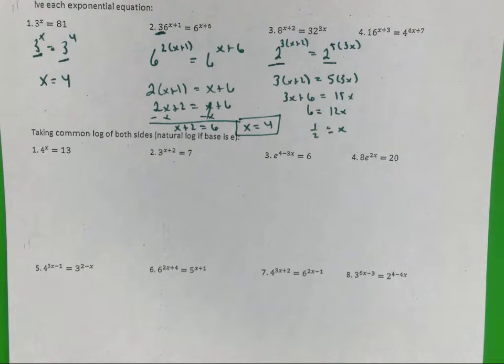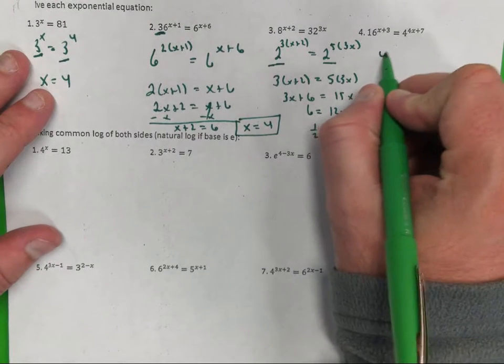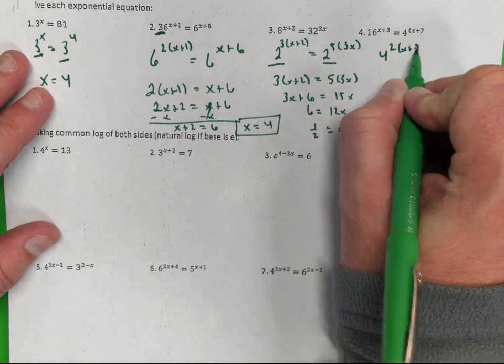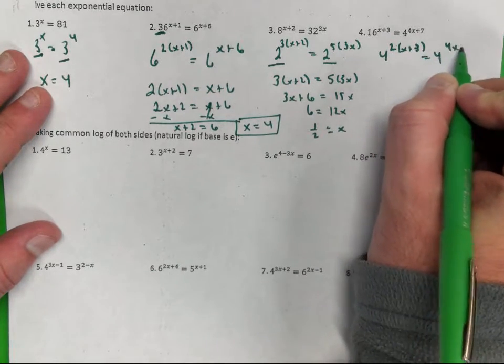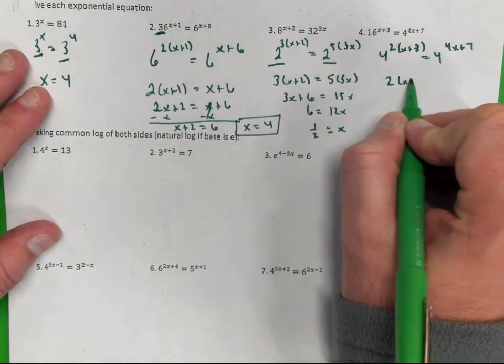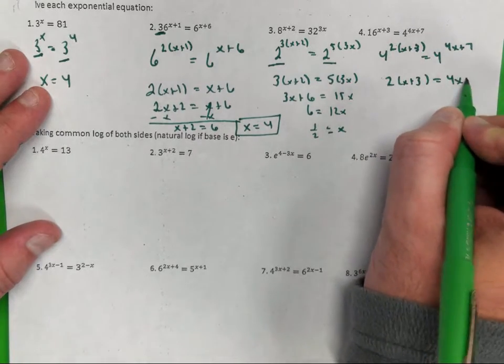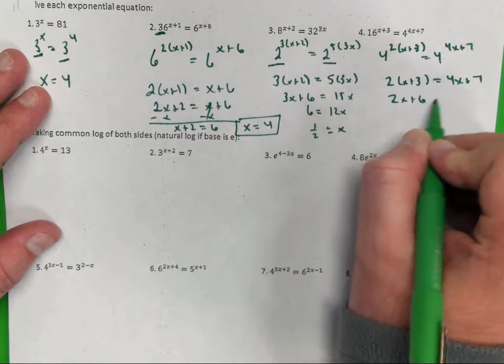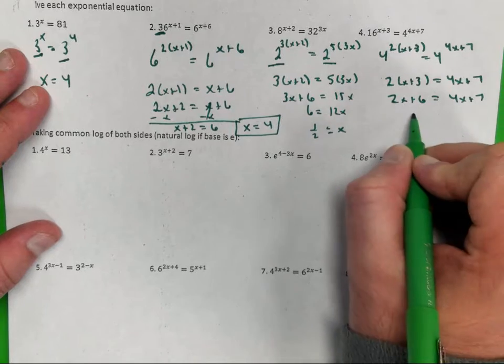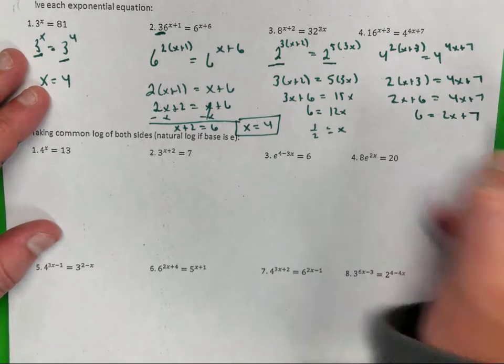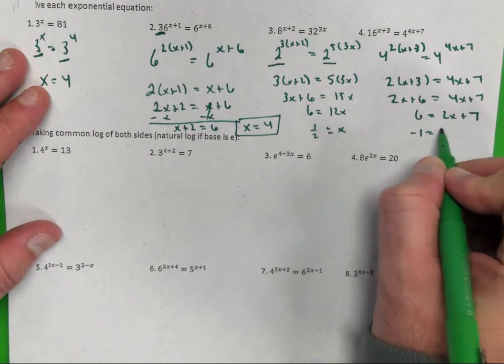On number 4, do we need to change both of them or just one of them? Okay, I can rewrite 16 as what? 4 to the 2nd. Did you already get negative 1/2?